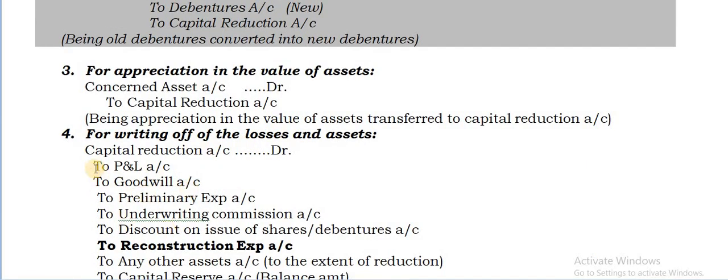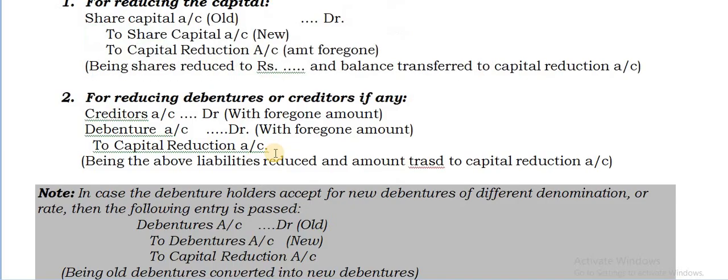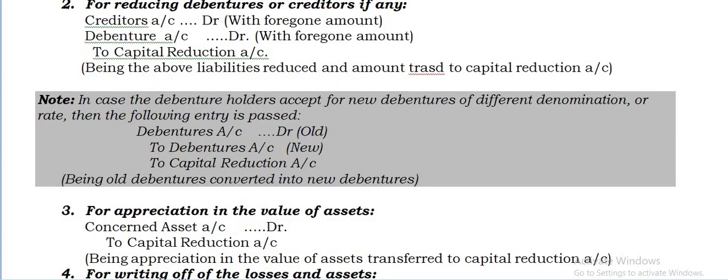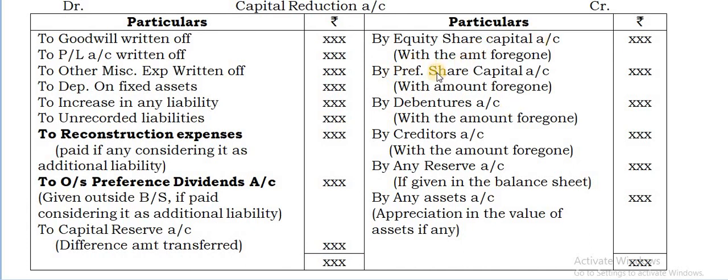But since all these are on the debit side, together one entry you can pass. Okay, say for each and every entry that is taken on the credit side you have to pass a separate entry, but for all these together you can pass. What is that? Capital reduction account being debited and a credit is given to all these items.